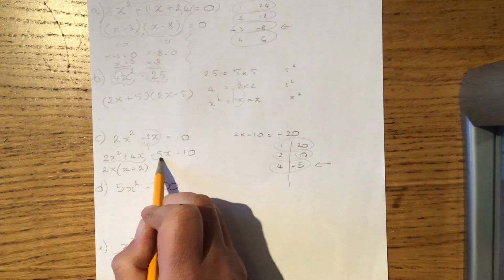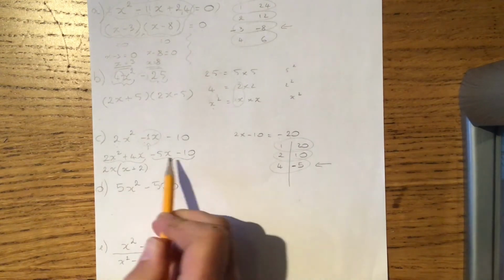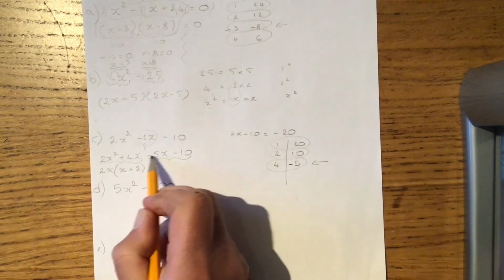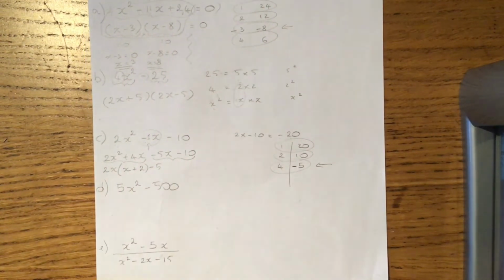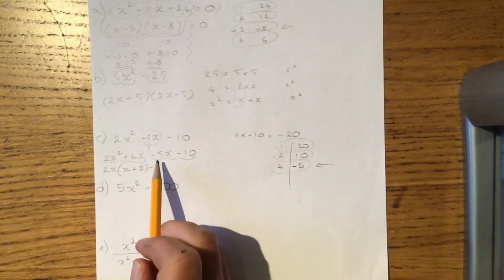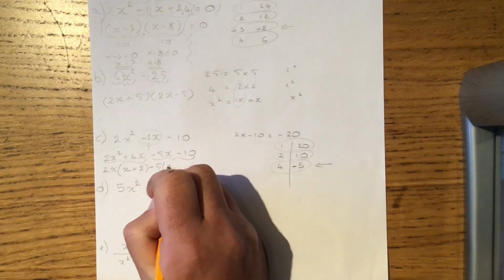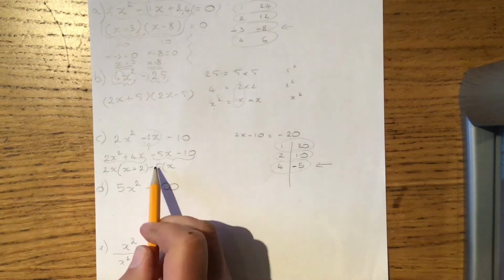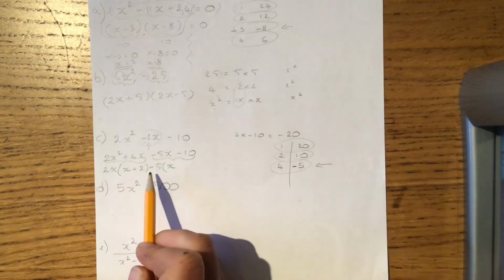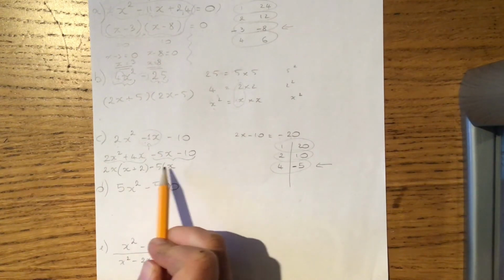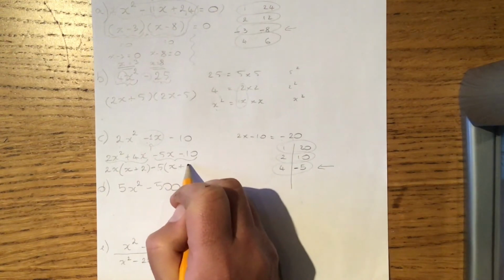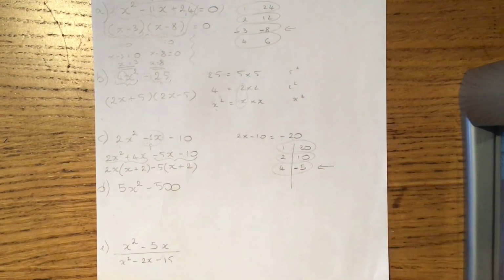Second two terms. What times table are they both in? 5. It is minus 5x, so I'm going to take minus 5 as a common factor. Minus 5 times what will give you minus 5x? x. Minus 5 times what will give you minus 10? Be careful, because minus times a positive will give you negative 10. So positive 2, because 5 times 2 is 10.